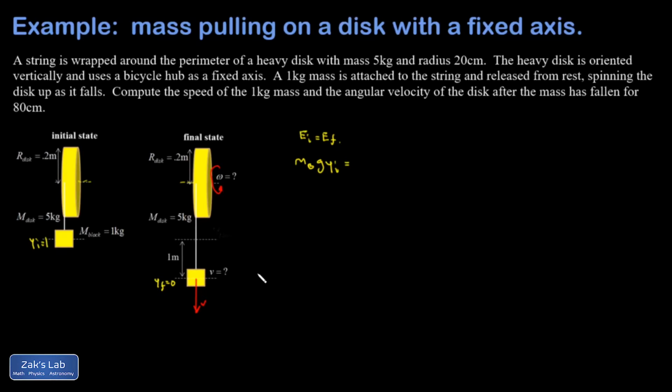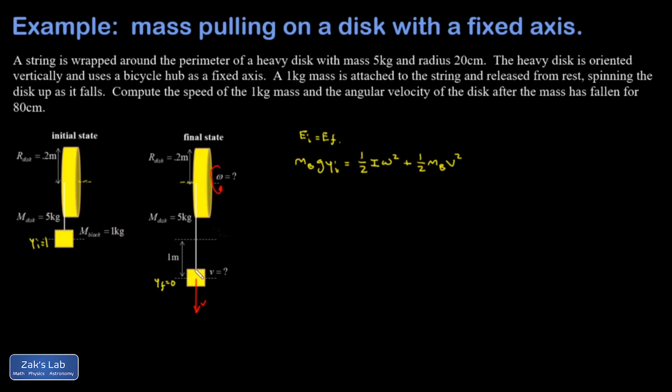And at the end of the problem, everything is kinetic energy. I have rotational in the disk and translational in the block. So I have, for the disk, 1/2 I omega squared. And for the block, 1/2 mass of the block v squared. Now, one of the tricks on a problem like this is you have to relate the translational speed of the block to the rotational speed of the disk.